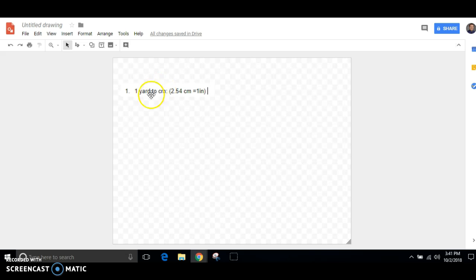So I already have my problem loaded up on here, and what I'm going to do is write some other things because I know I need to go from 1 yard to centimeters. So my end answer needs to be in centimeters, like so, right? So here's some other things I know.